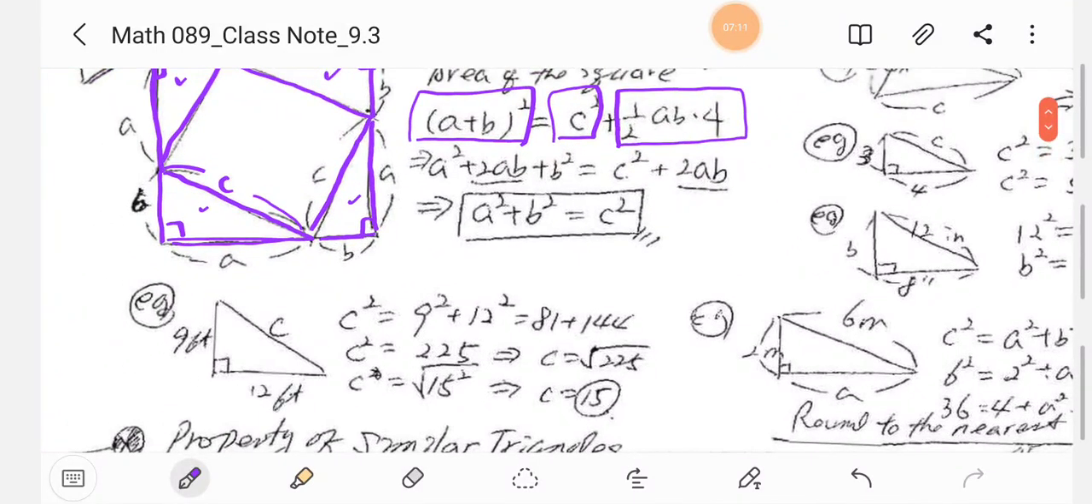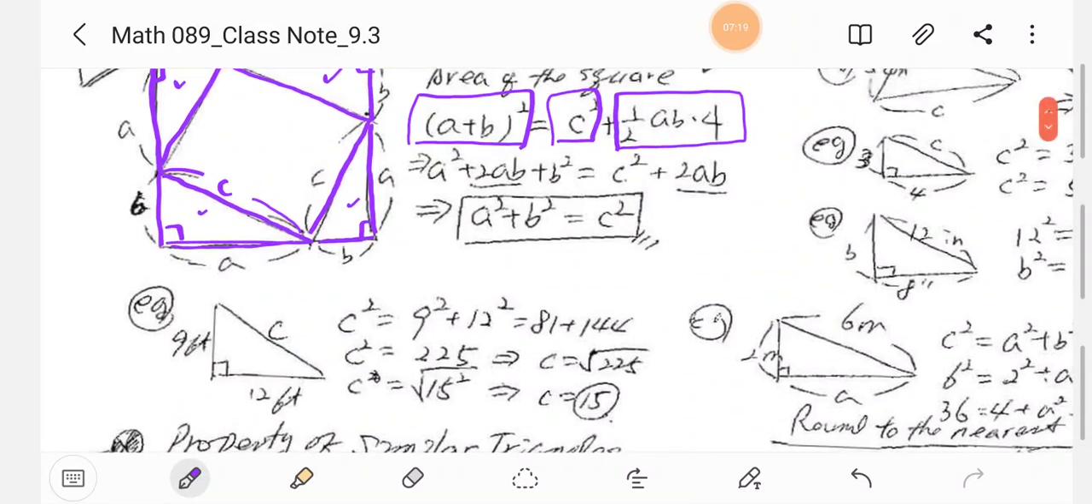Okay, here's a right triangle, and the length of each leg is 12 and 9. Then what is the length of the hypotenuse? So use the formula. C squared equals 9 squared plus 12 squared. So C squared is 225. We want C, so C equals the square root of 225. 225 is 15 squared, so C equals 15.